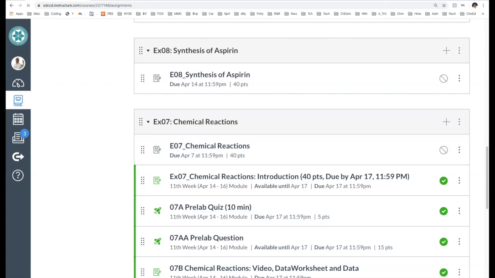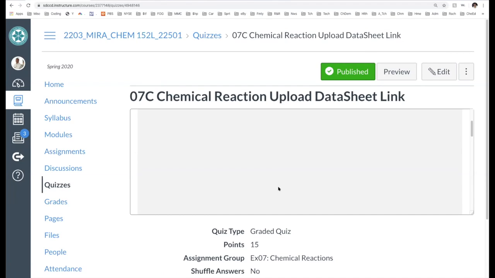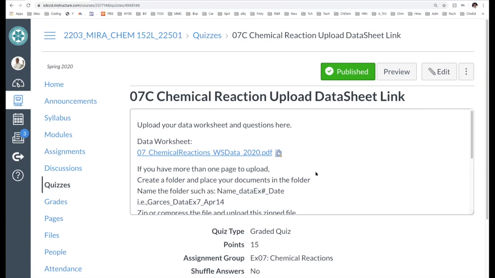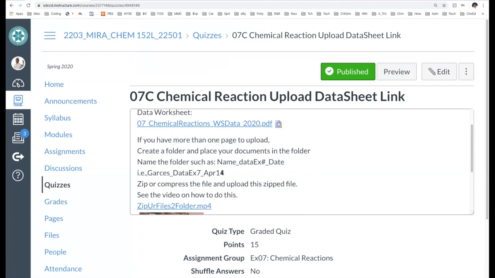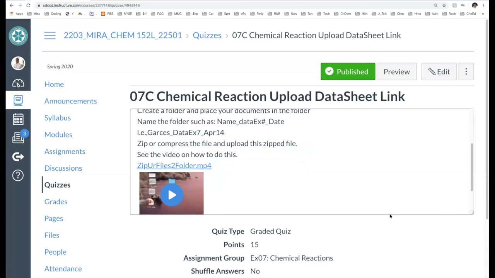When you click this, it'll give you a link. Here you can preview what the data sheet should look like. That's basically the data sheet that you already saw. Let me go ahead and minimize that. If you have multiple pages, this is a short tutorial on how to put the different pages in a folder and then compress or zip that folder, and then upload it here. So this is just the description of how to turn this in.